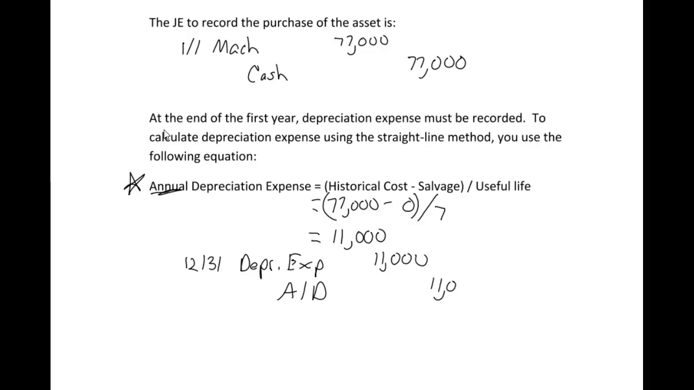So remember, depreciation expense would go to my income statement, and accumulated depreciation is on my balance sheet. It is a contra asset. We will talk about that next.